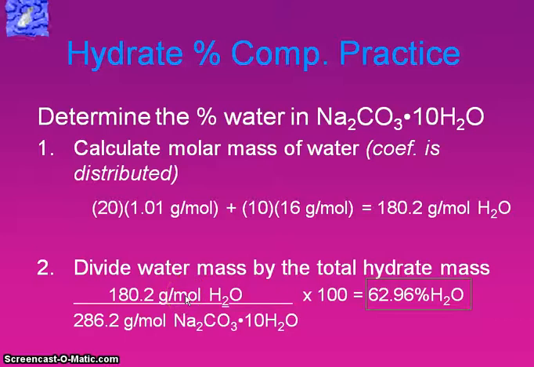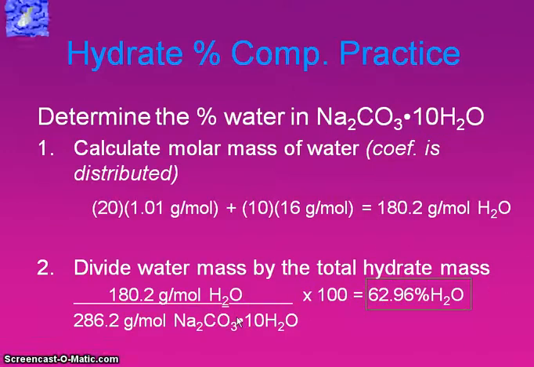For this one, it says to determine the percentage water in sodium carbonate decahydrate. So we want to find the molar mass of these waters, and we need to find the molar mass of this entire compound. If we add up 10 water molecules, we get 180.2 grams per mole. Then if we add those 10 waters in addition to 2 sodiums, a carbon, and 3 oxygens, that gives us 286.2 grams per mole. Again, those are just the atomic masses added together from the periodic table. Do our division, multiply by 100, and we get 62.96. So this hydrate is actually made up of 62.96% water.